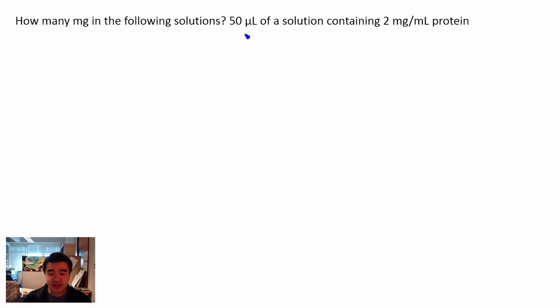Okay, so this question is asking us, we already have 50 microliters in a little tube. The concentration of this protein is 2 milligrams per milliliter. It means that if we had 1 milliliter of this solution, then we would have 2 milligrams of the protein.